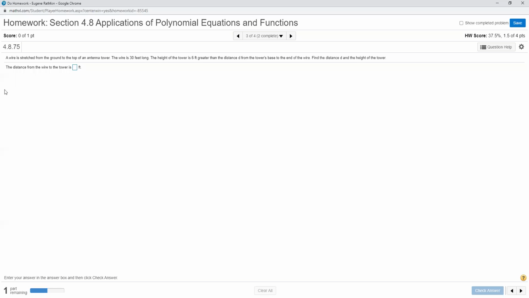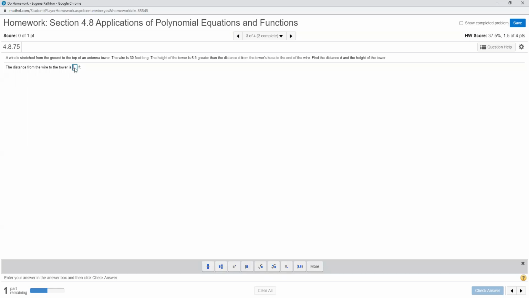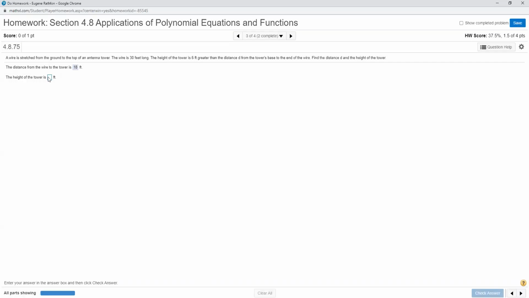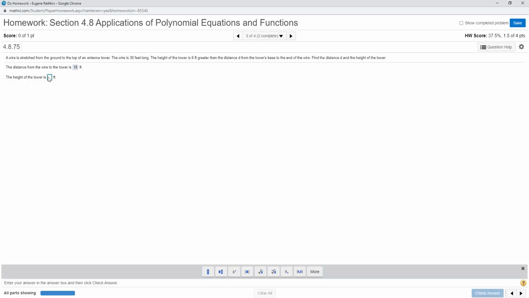All right, so you go over here. So from the wire, we said that was what, 18? So you put in the 18 and then enter for check. And then enter. And then we said the height was, what did I say, 24. And then enter.